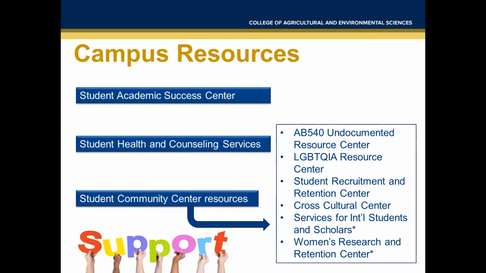Last listed here, but certainly not least, is the abundance of student community center resources all over the campus. I do want to mention some of our other campus community resources, such as the affectionately called El Centro, the Chicanx Latinx Resource Center above the Memorial Union. There are a lot of resource centers on campus: the AB 540 and Undocumented Resource Center, the Cross Cultural Center. You see them listed here. The other two that are not located in the Student Community Center are Services for International Students and Scholars and the Women's Research and Retention Center.